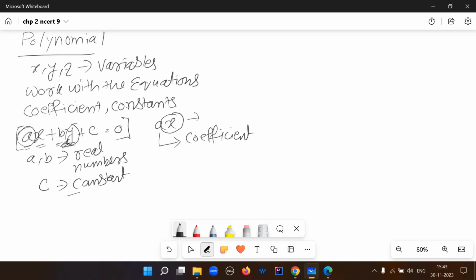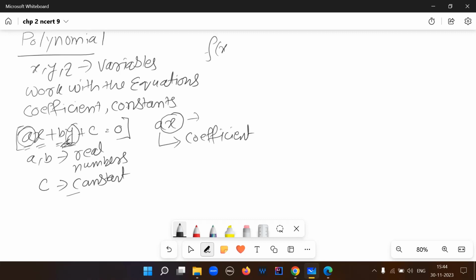Now, we will say that 2 is also a polynomial. 2, 3, 4, because it's a constant term. We also say 0 is called the zero polynomial. So you have to be habituated to these terms. That's why it's the main important topic.